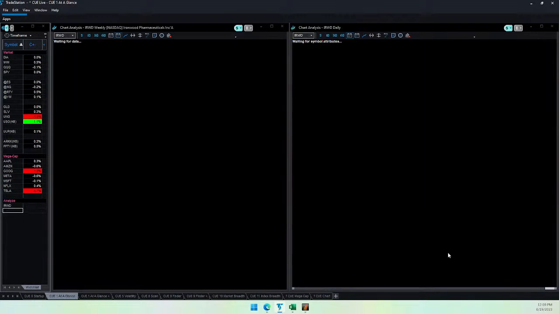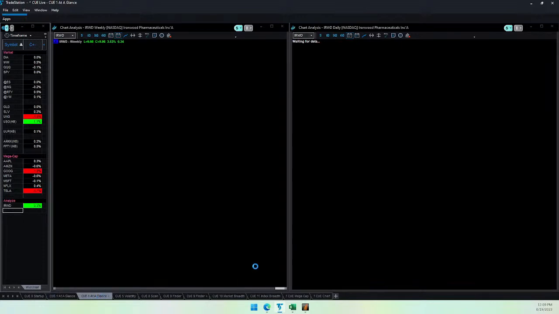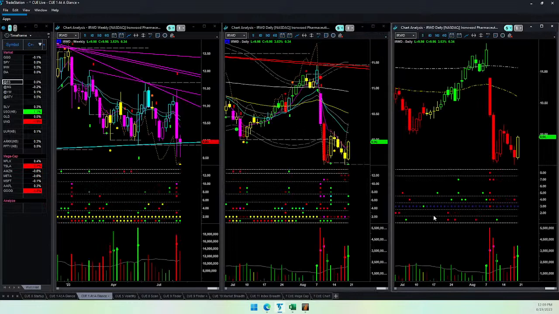Go back to that again. Why don't we look at it using the momentum signals also? But I don't expect momentum signals in IRWD because it is a reversal trade. Remember, the momentum signals were designed for stocks that were already moving up, not at the very bottom, not usual.